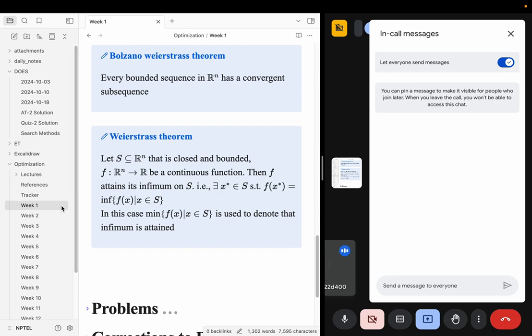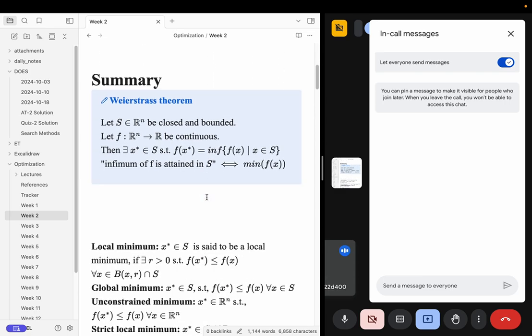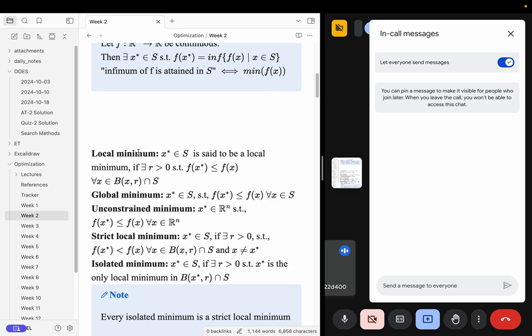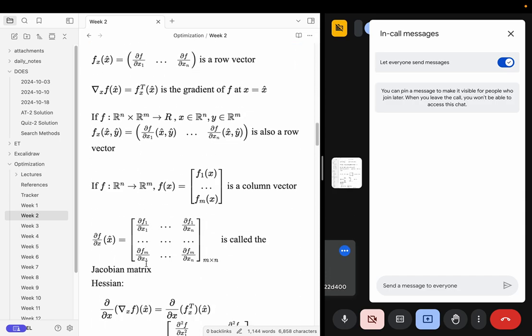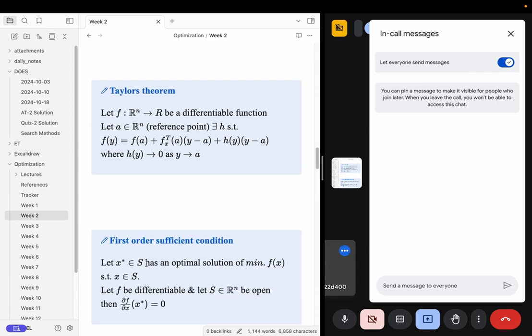And once we know the solution exists, we labeled the different kinds of solutions. We used the Weierstrass theorem, and then we defined different minima: local minima, global minima, unconstrained, strict, local, isolated, different kinds of minima. Essentially, the idea is to see that in the neighborhood of that particular point, that has to be the minimum value that is possible. That is what we are trying to find. Depending on the size of the neighborhood, we have all these different kinds of local minima. And then we discussed some of the notations that we will be using throughout the course, which are not important right now.